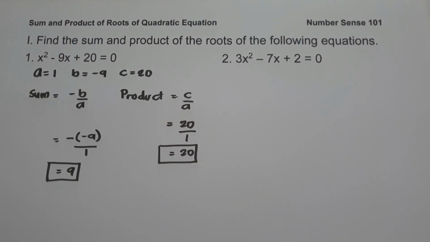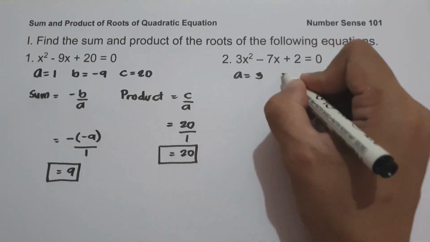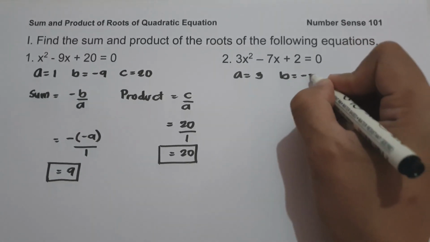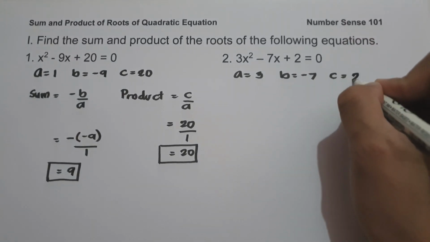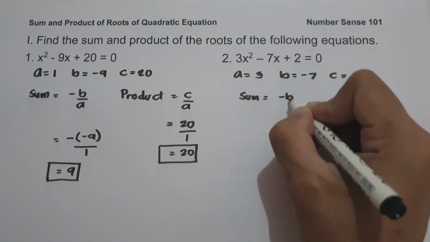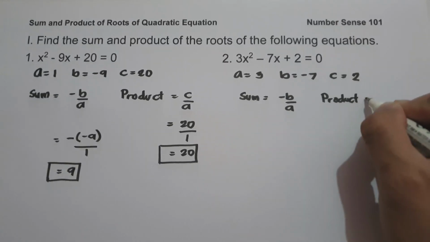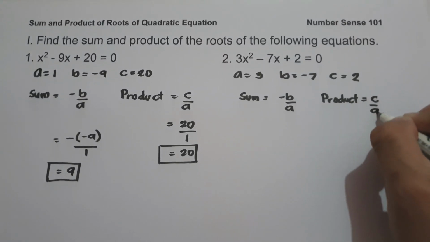On number 2, we have 3x squared minus 7x plus 2 equals 0. Just like in example number 1, the given equation is already written in standard form. So let us identify the value of a, that is 3. b is negative 7, and c is 2. And the formula for the sum of the roots, that's negative b over a. And for the product of the roots, we have c over a.